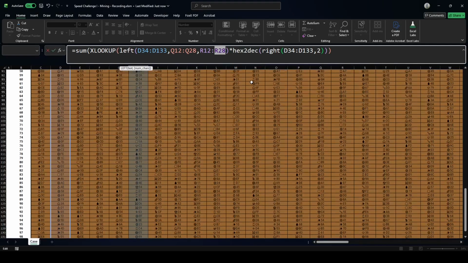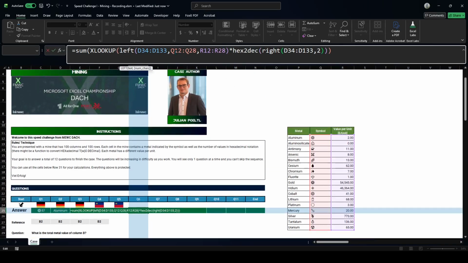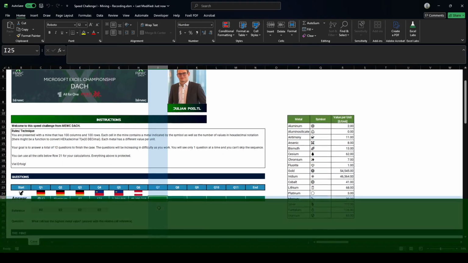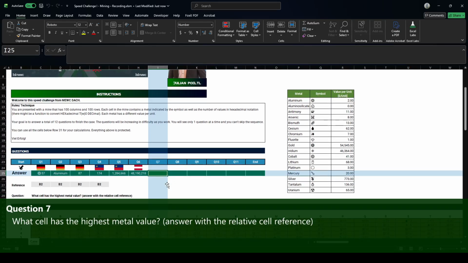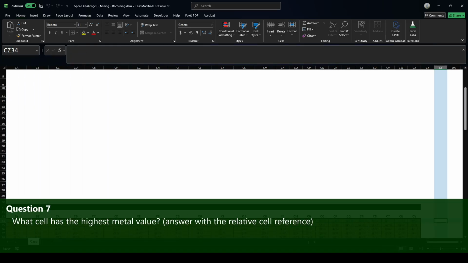Too many functions. There's got to be a close there. All right, good. What is the highest metal value answer with the relative cell reference? All right, let's go over here.